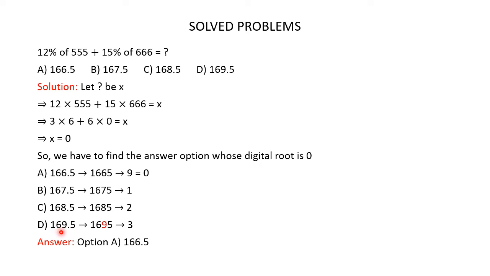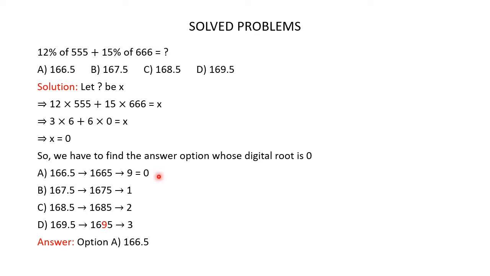Option D is 169.5. Ignoring the decimal point, you have the number 1695. Here you can ignore the 9. 1 plus 6 is 7, 7 plus 5 is 12 and 1 plus 2 is 3. So 3 is the digital root here.